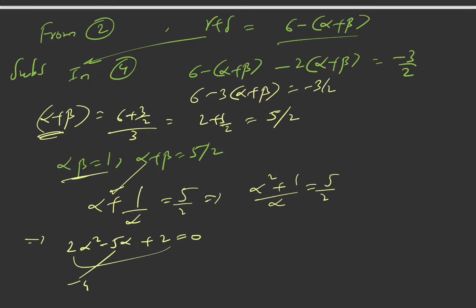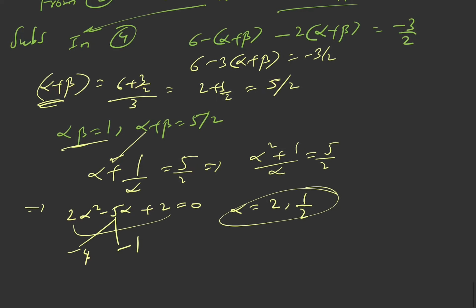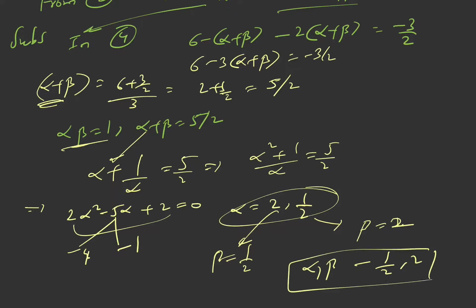Now you can solve this. 2 2s are 4. I am splitting into minus 4 and minus 1. So alpha you will get either 2 or 1 by 2. So one of these is beta, one of these is alpha, because if you take alpha as 2, beta is 1 by 2. If you take alpha as 1 by 2, beta will be 2. So alpha comma beta are 1 by 2 and 2. So we have got the values of alpha and beta, 1 by 2 and 2.